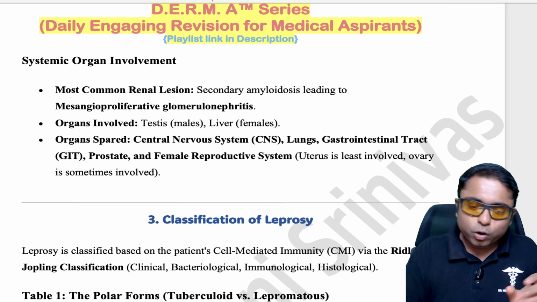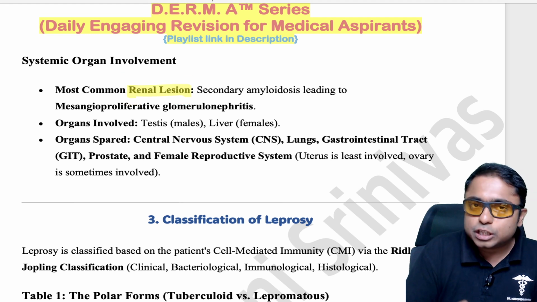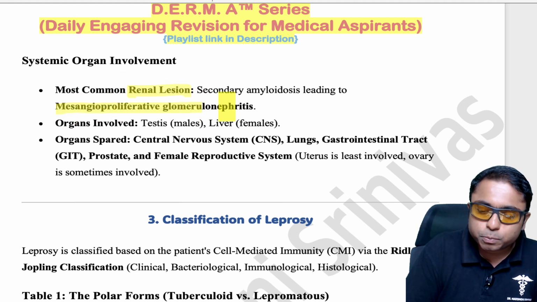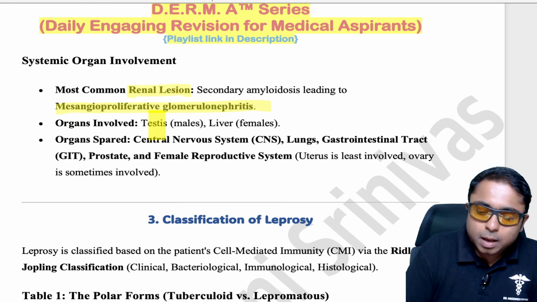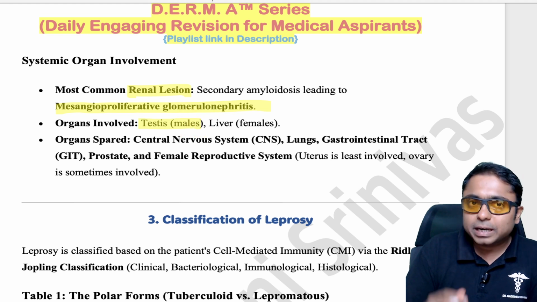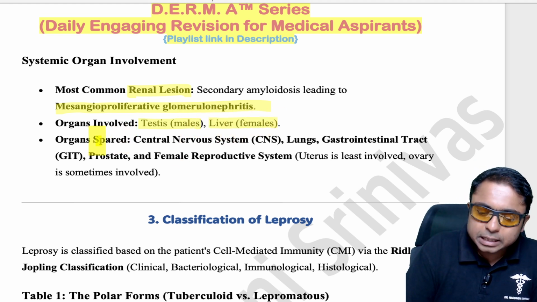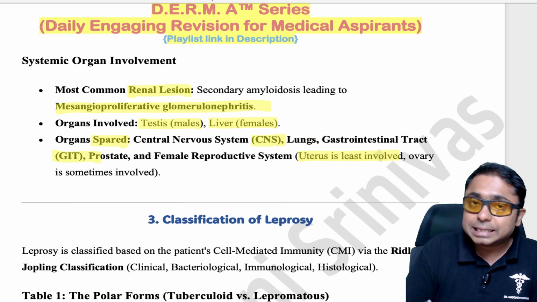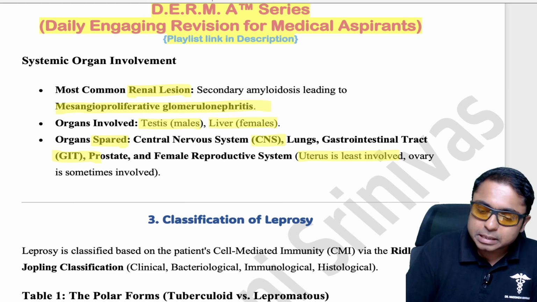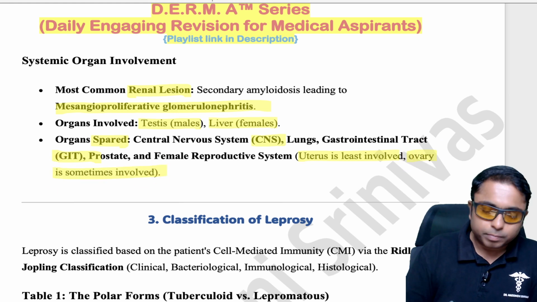Coming to some systemic organ involvement, the most common renal lesion which can be present is mesangial proliferative glomerulonephritis. The most common organ affected in males is the testes, and in females it is the liver. Organs which are spared are the central nervous system, lungs and GIT. Remember, the uterus is least involved in females, and the ovary is sometimes involved.